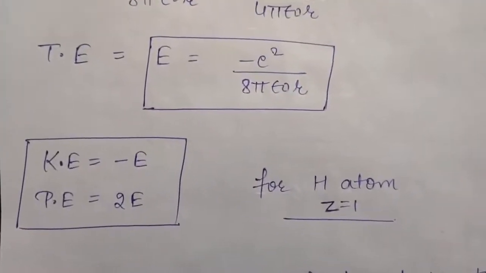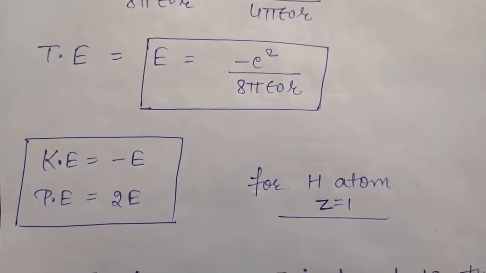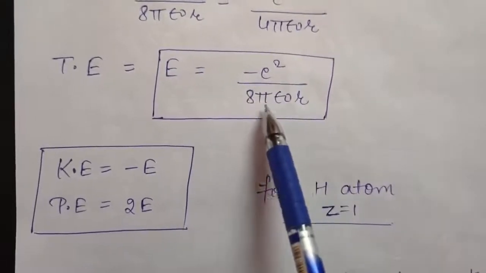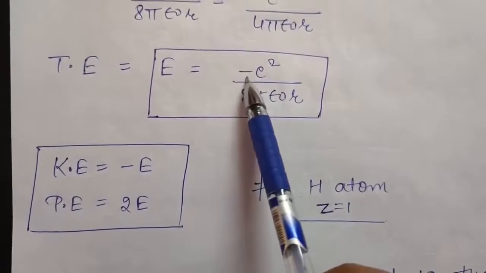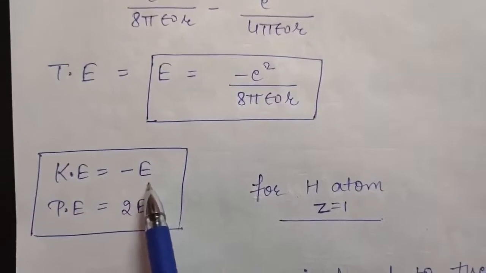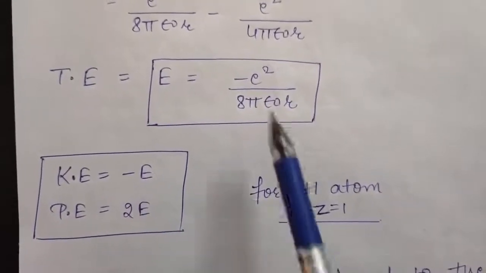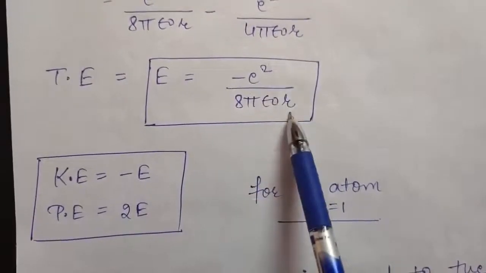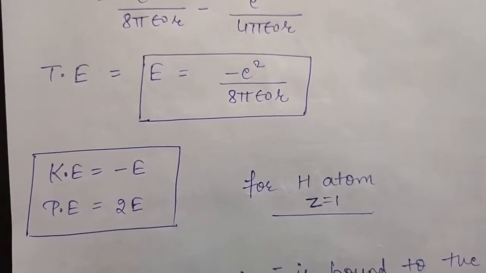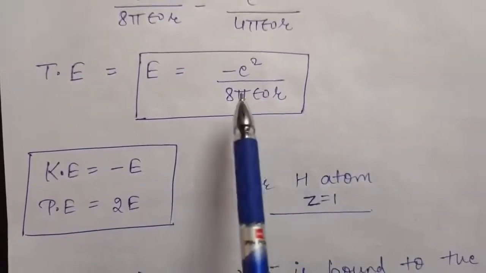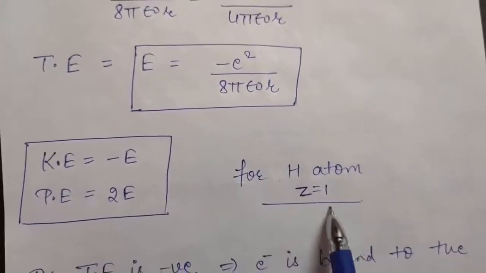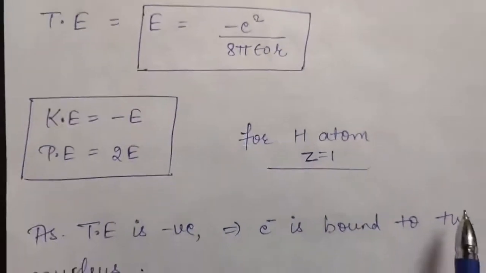Now if you want to relate kinetic energy and potential energy to total energy, as you can clearly see, e square upon 8 pi epsilon naught r is nothing but kinetic energy. So here is a negative sign extra. So you can write kinetic energy is nothing but minus of E, where E is your total energy. And similarly, as you know, your potential energy is minus e square upon 4 pi epsilon naught r. So therefore you can say potential energy is nothing but twice of E. Okay. And remember this, I am not writing a factor of Z in all these values because I am talking about hydrogen atom, for which Z is equal to 1.